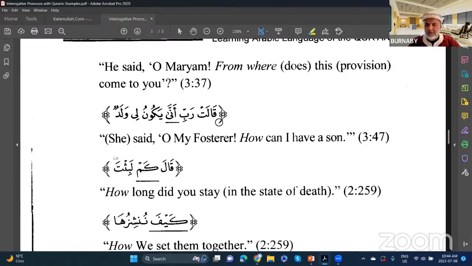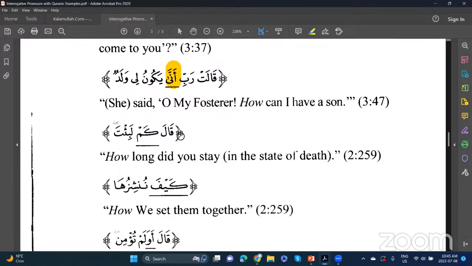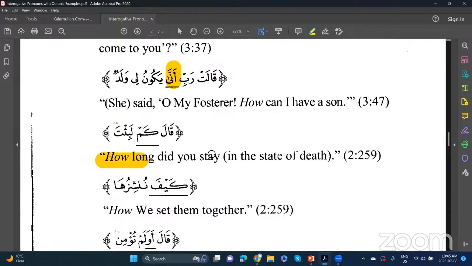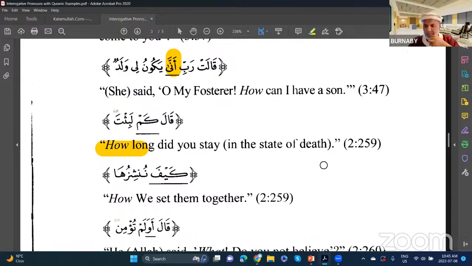And then her answer was, Qalat Rabbi anna yakunu li walad. Now this is a different one. Later on in Surah Al Imran, this was when she asked, O my Rabb, how can I have a son? Anna is how can. Anna yakunu li waladum. And then when Allah subhanahu wa ta'ala asked this question, Qala kam labist. Remember kam is how much, how many? So how long did you stay in the state of death?